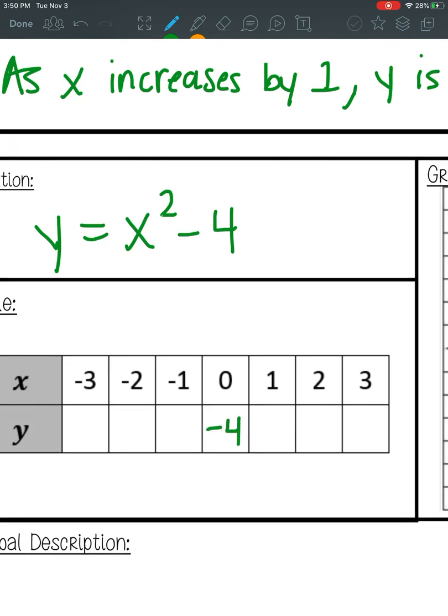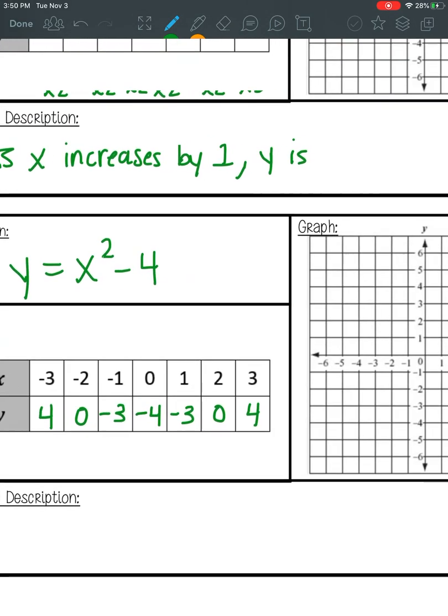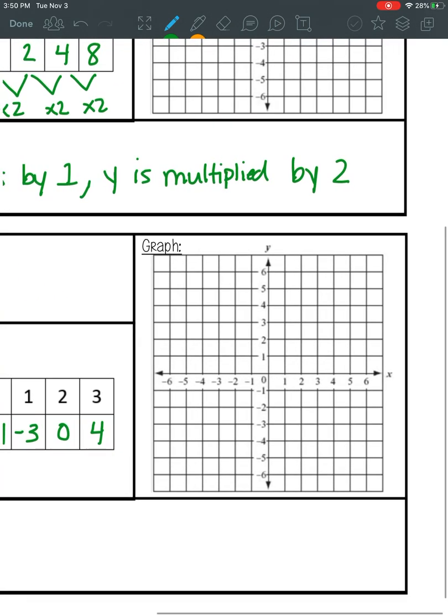If we plugged these values in, we would get -4 for 0. Plug in 1, 1 squared is 1, 1 minus 4 is -3. So each of these, I am just plugging in that value to my function up top and then solving for y. And I'm going to quickly do it here. Now, if we plot these points, we're going to see that we're actually going to create what kind of looks like a U. And we call this a parabola.